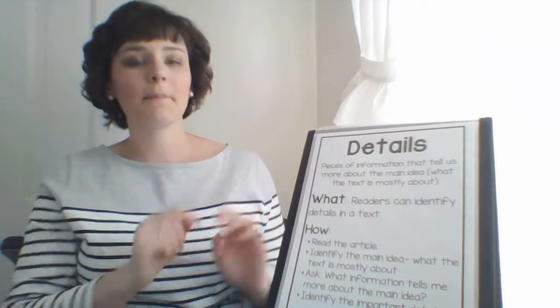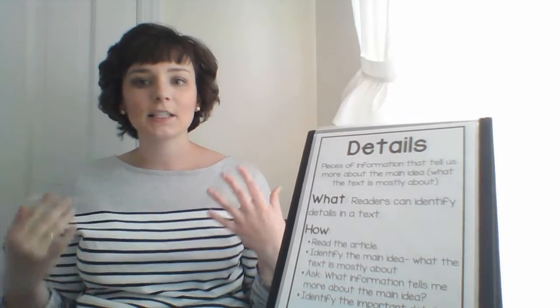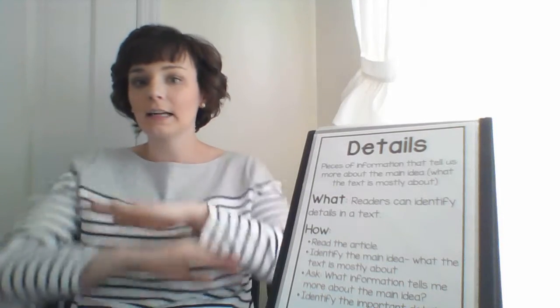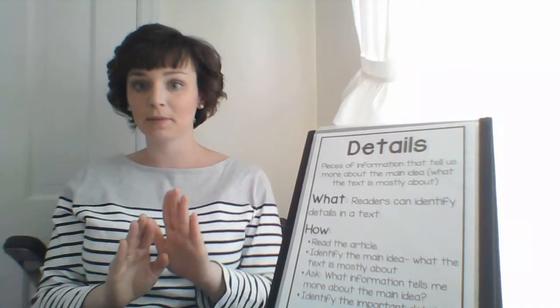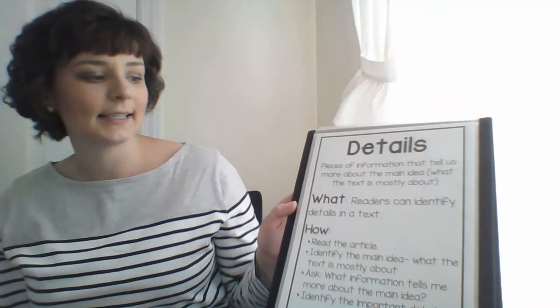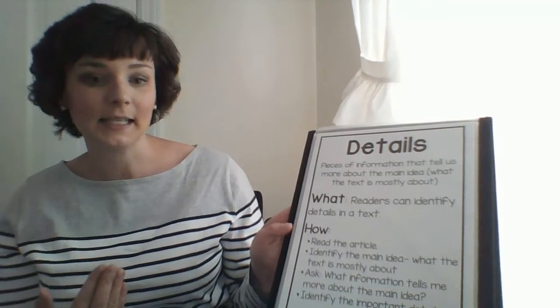So details are pieces of information that tell us more about the main idea. Remember, we've been talking about the main idea, and that's what the text is mostly about. Details are going to tell us more about that. So readers identify the details in a text by taking some steps.